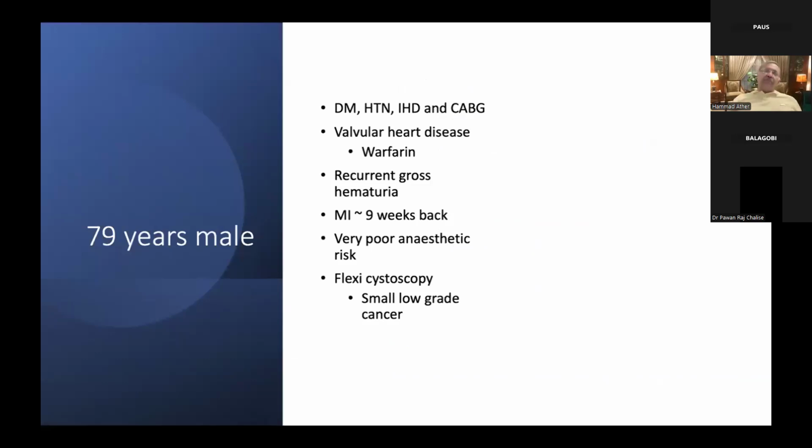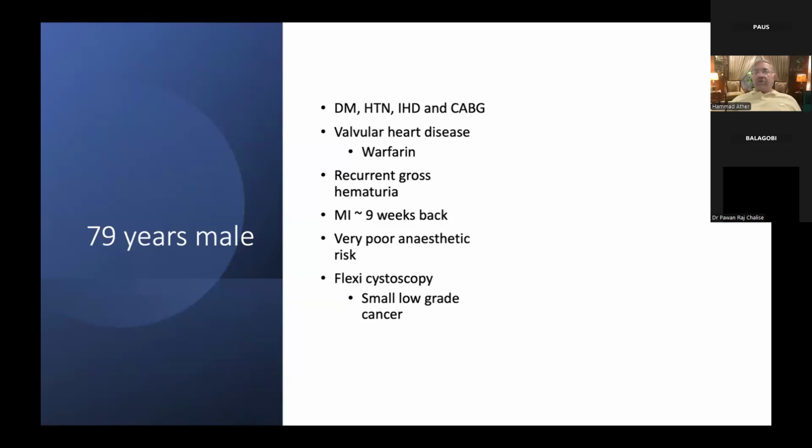So this is as far as the risk assessment is concerned. Just a few examples to illustrate the point. This is a 79-year-old male, diabetic, hypertensive, with ischemic heart disease, history of CABG, valvular heart disease on warfarin, recurrent gross hematuria, MI about 9 weeks back, very poor anesthetic risk.